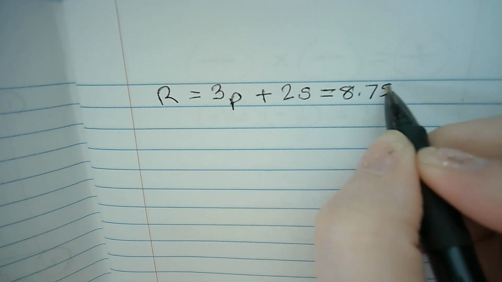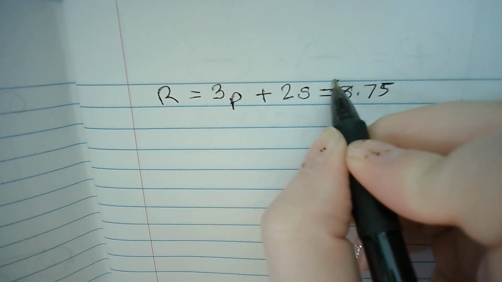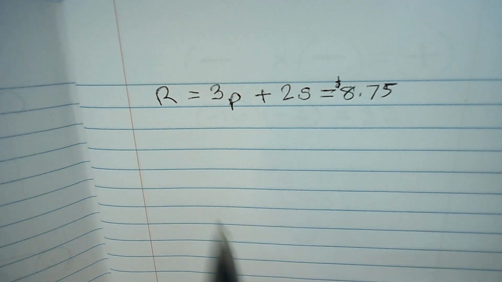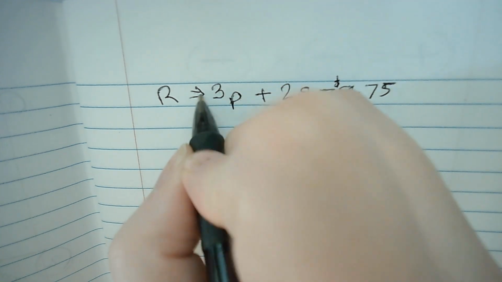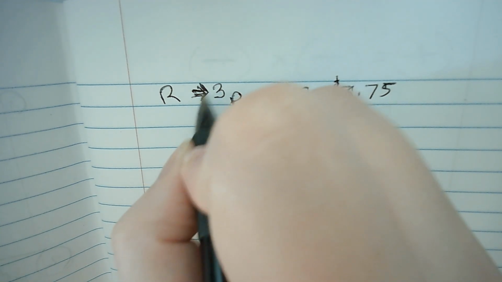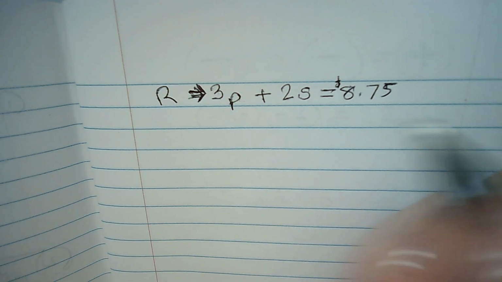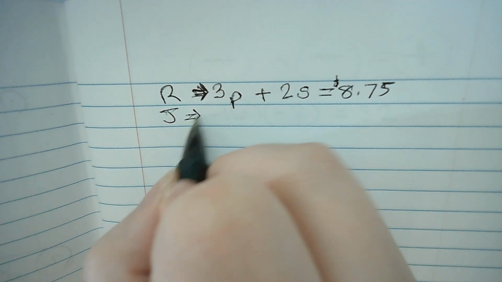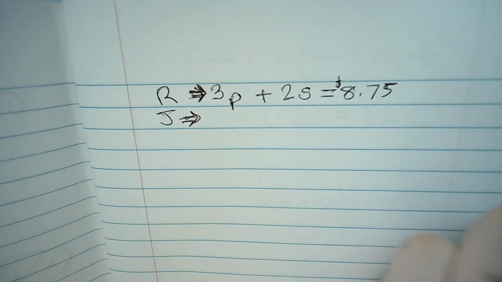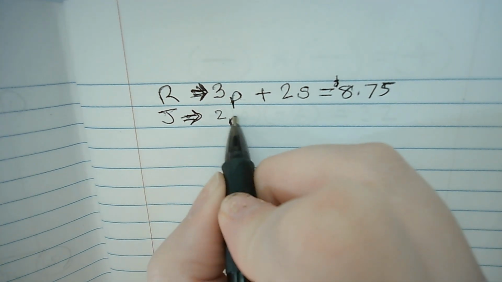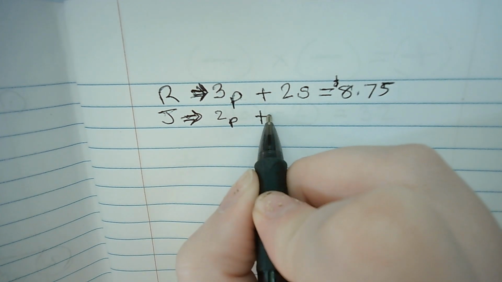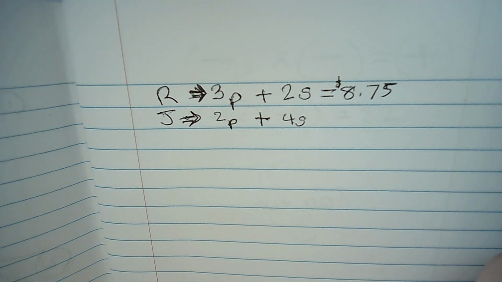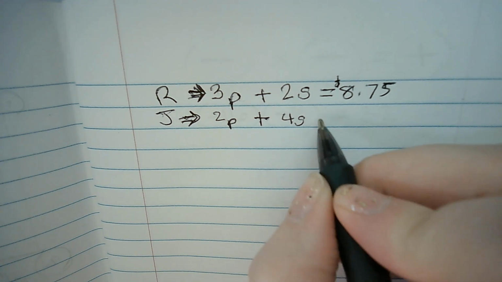Okay, I'm going to put a nice little dollar sign here to remind me that that's what that means. So this is Richard. You know what? Instead of an equal sign, I'm going to put a nice arrow to show that. Jordan bought 2 slices of cheese pizza and 4 sodas for $8.50.